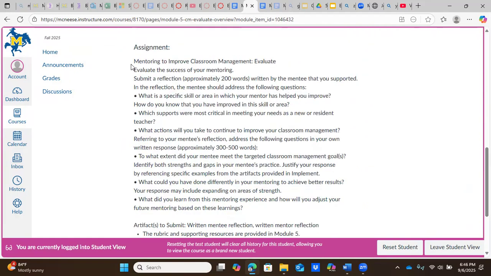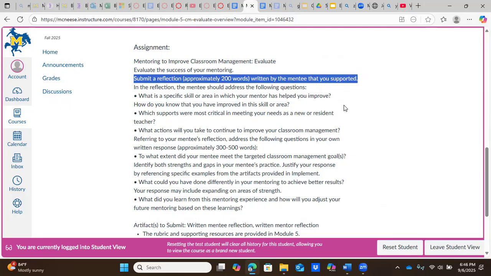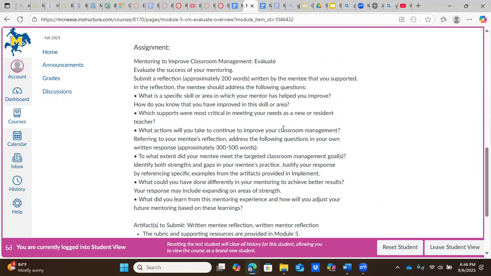So we want to evaluate the success of your mentoring. You need to submit a reflection, approximately 200 words, written by the mentee that you supported. In the reflection, the mentee should address the following questions. What is a specific skill or area in which your mentor has helped you improve? How do you know that you have improved in this skill or area? Which supports were most critical in meeting your needs as a new or resident teacher?